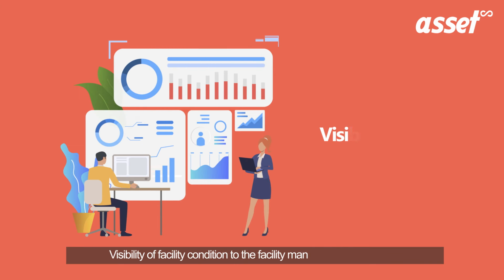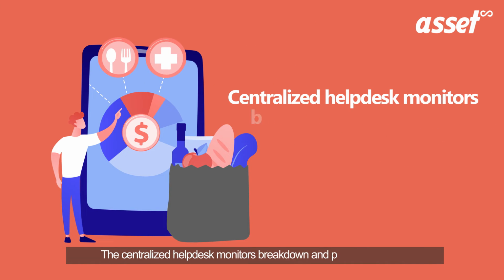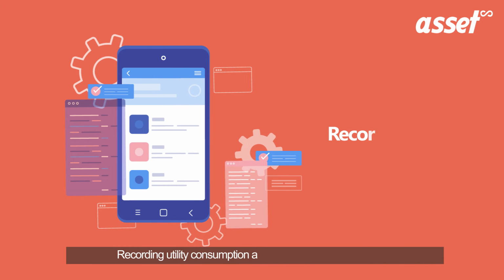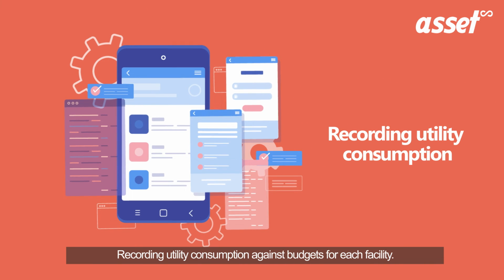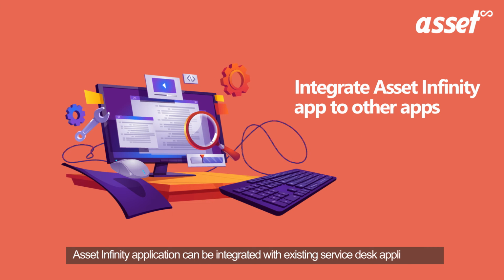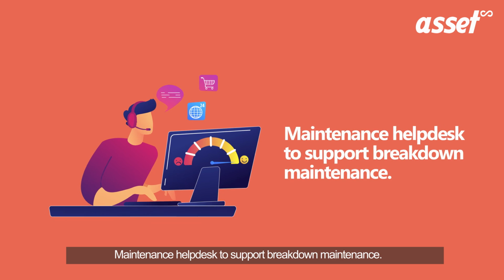Visibility of facility condition to the facility managers and owners. The centralized help desk monitors breakdown and provides preventive maintenance history. Recording utility consumption against budgets for each facility. Asset Infinity application can be integrated with existing service desk applications. Maintenance help desk to support breakdown maintenance.